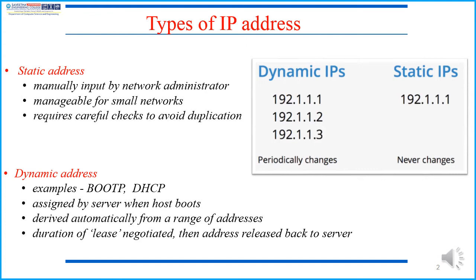These dynamic IP addresses are assigned by the server when the host boots, that is, when you switch on your system, the system itself will be allocated a new IP address with the help of these protocols. They are derived automatically from a range of addresses. When the duration of this particular IP address is completed, the IP address is released back to the server.